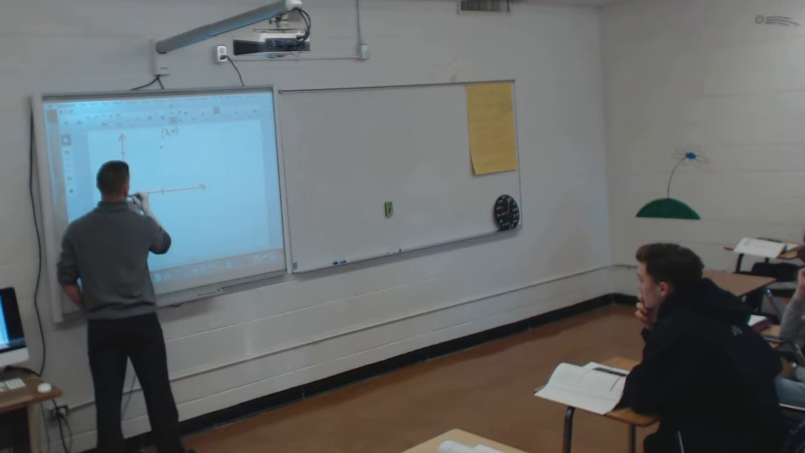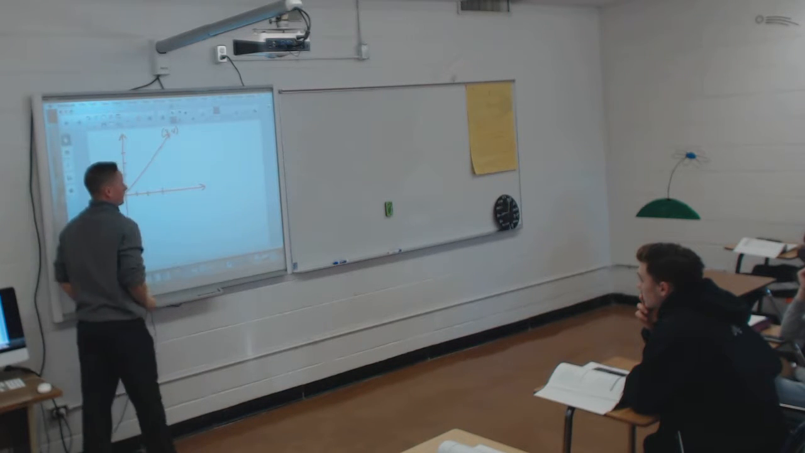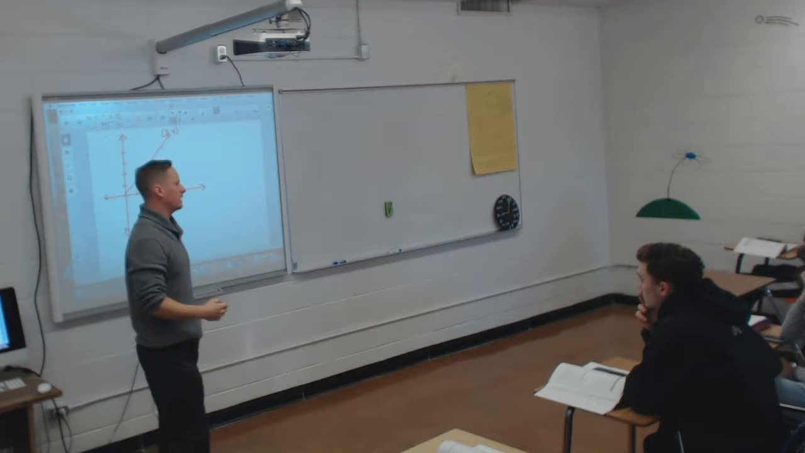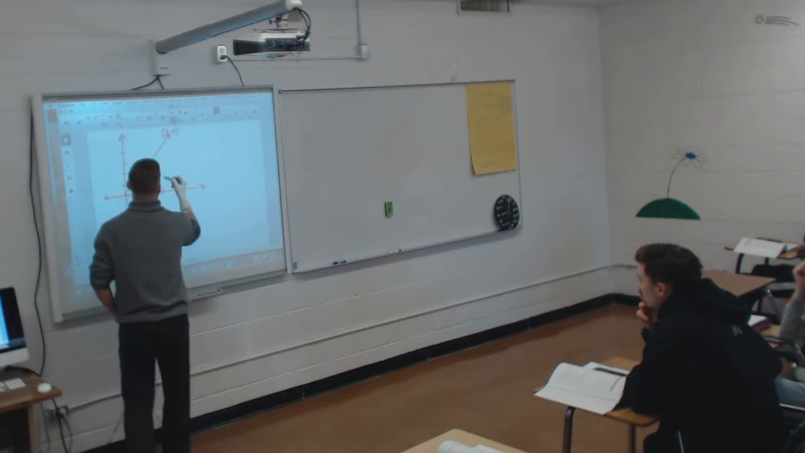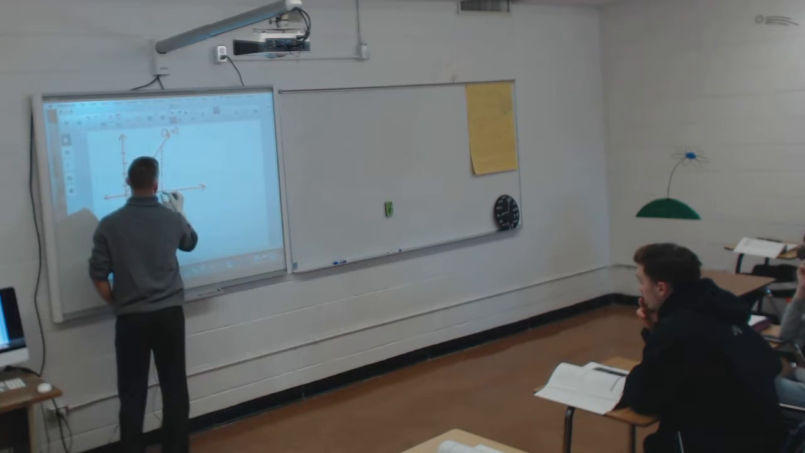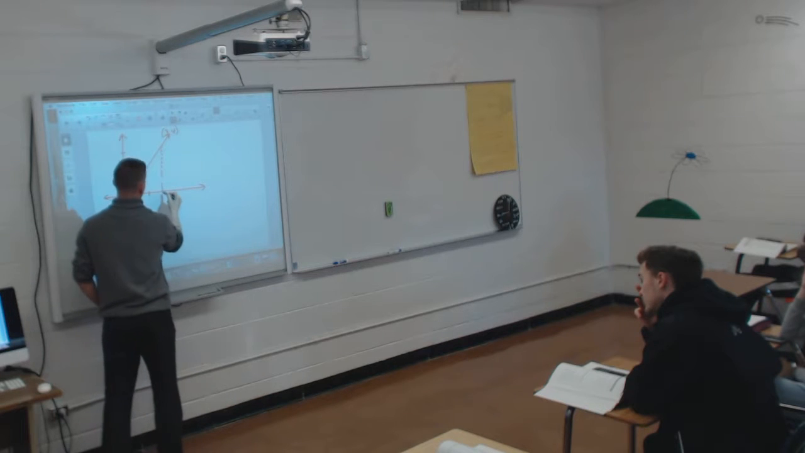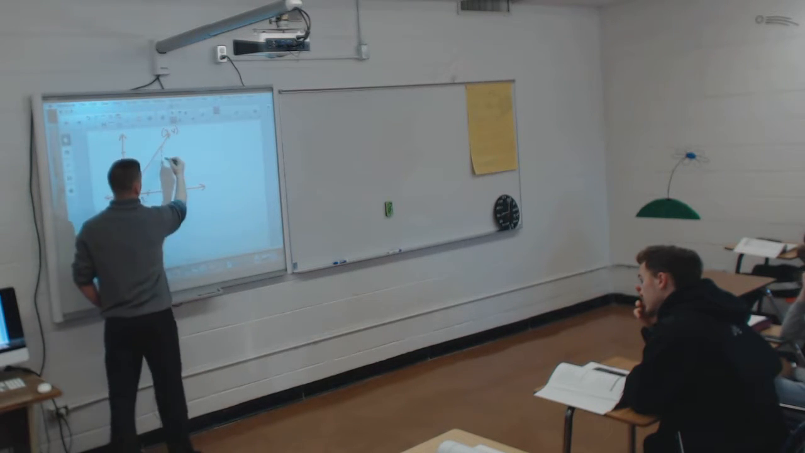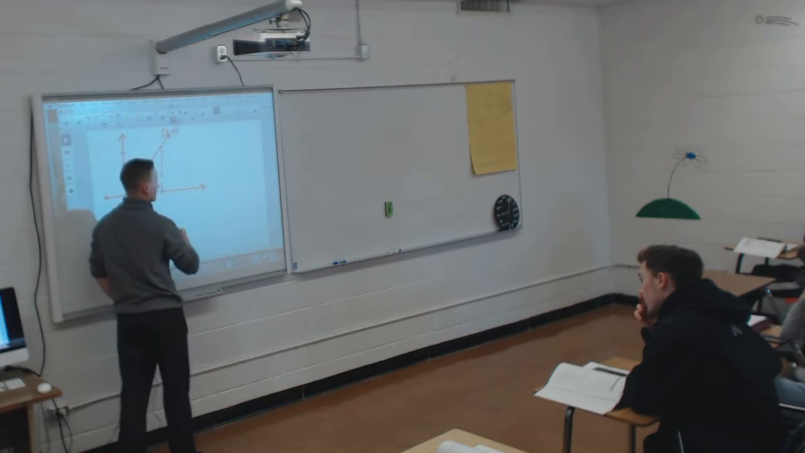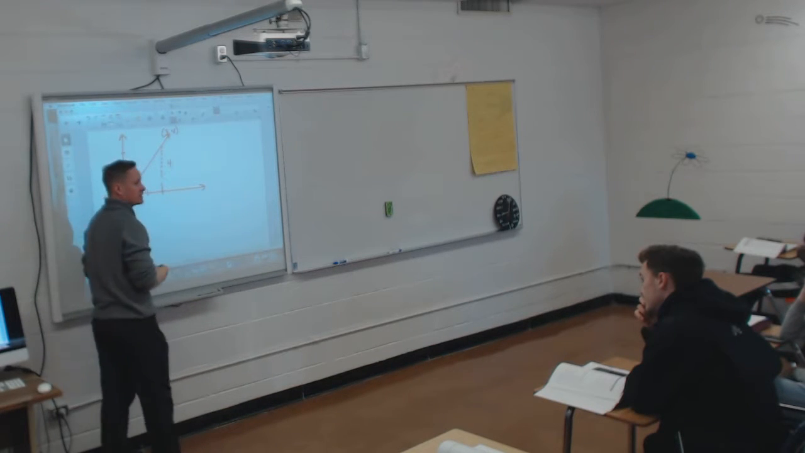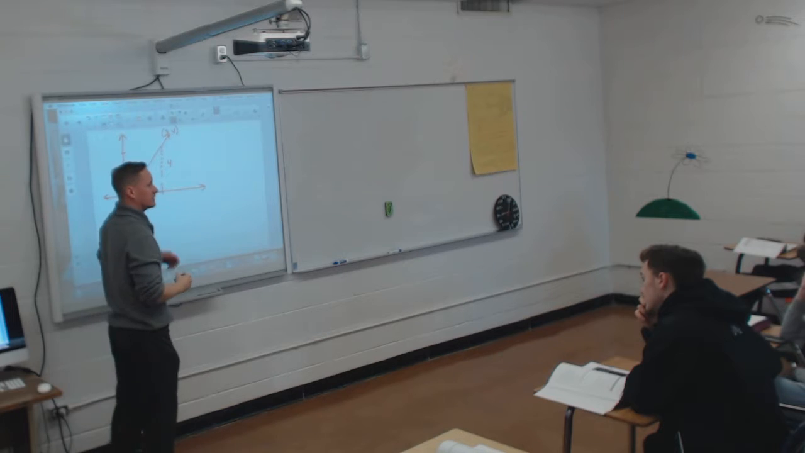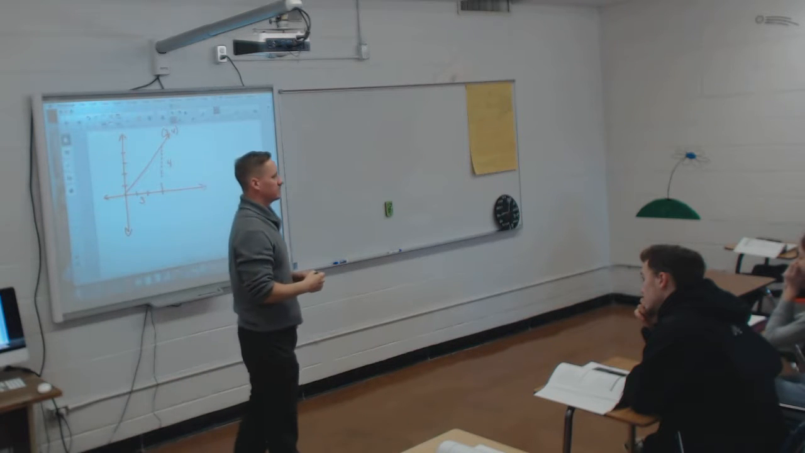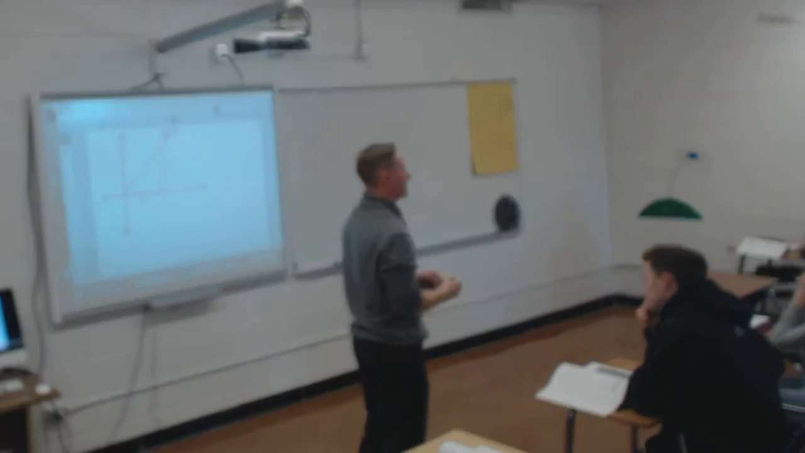Yep. Okay. So we draw our terminal arm through that coordinate, and we create a right triangle. From here to here, what is the measurement? 3. From here to here, what is the measurement? 4. Okay, so far? What's the radius of this triangle? For me?